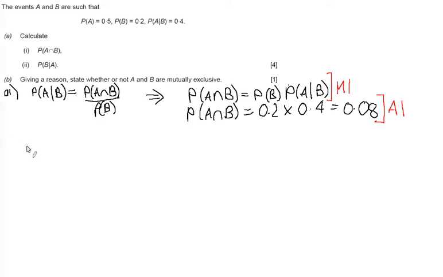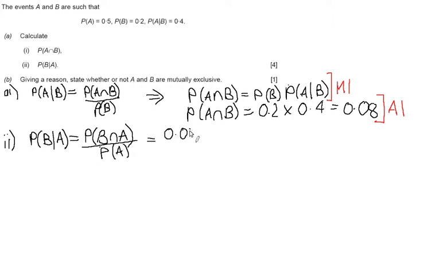Okay, so let's have a look at part 2. Part 2 asks us to calculate the probability of B given A. So we can use the conditional probability formula again. The probability of B given A is the probability of B intersect A, which of course is the same as the probability of A intersect B. It doesn't matter what the order is there, same as within the union. This time though, it's over the probability of A. So what we get is 0.08 over the probability of A, which is 0.5.